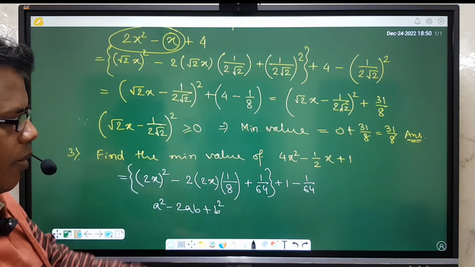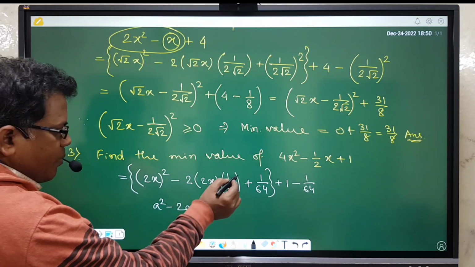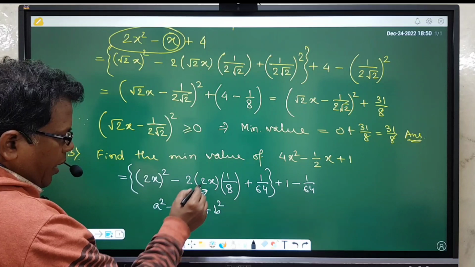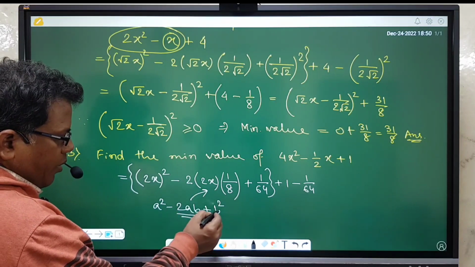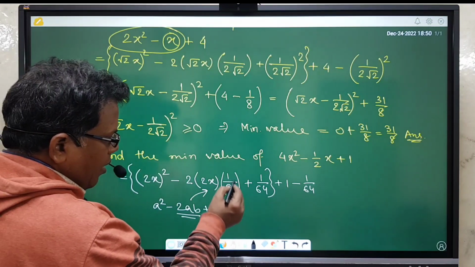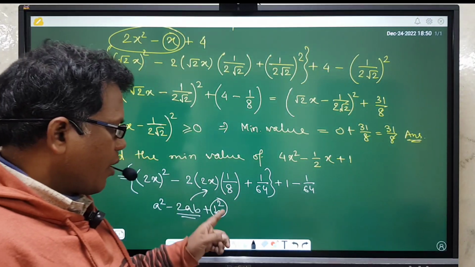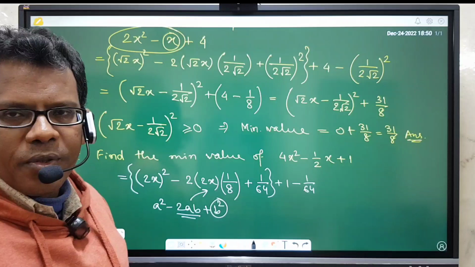Because square of 1 by 8, this part is 2ab. So a is 2x, b is 1 by 8. So next part should be b square. So if b is 1 by 8, then square of 1 by 8 must be 1 by 64.